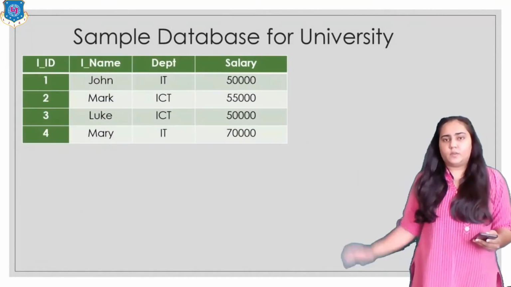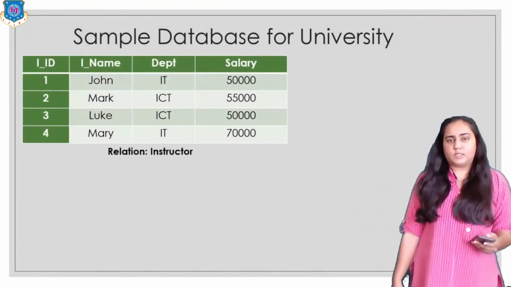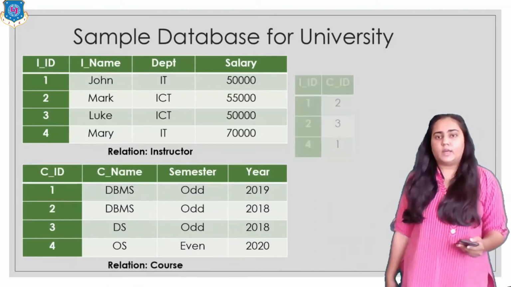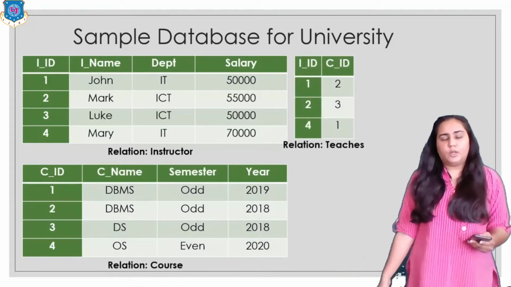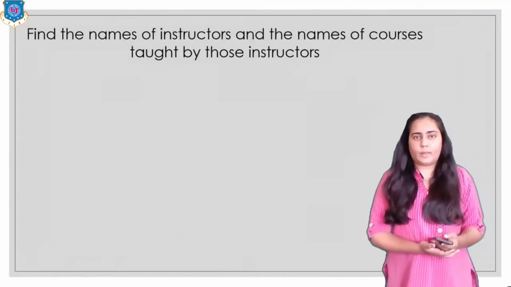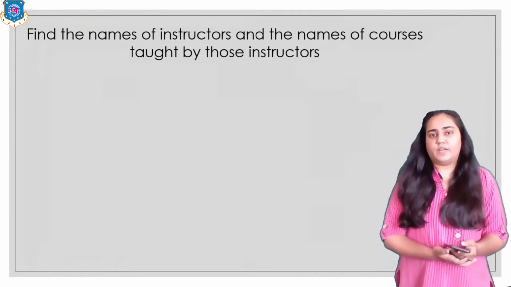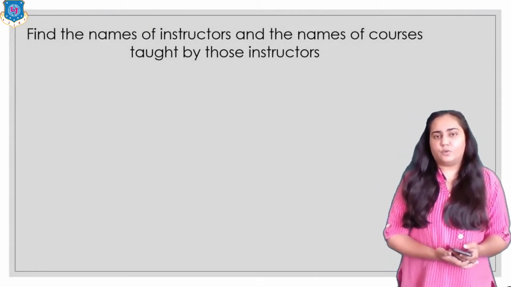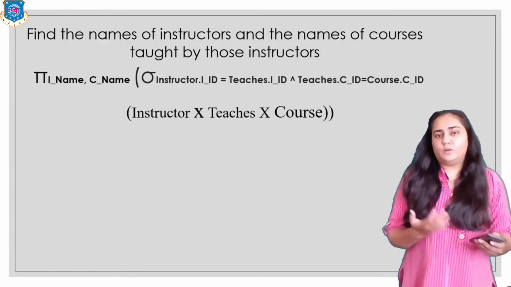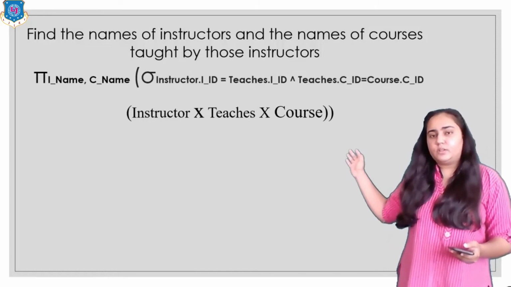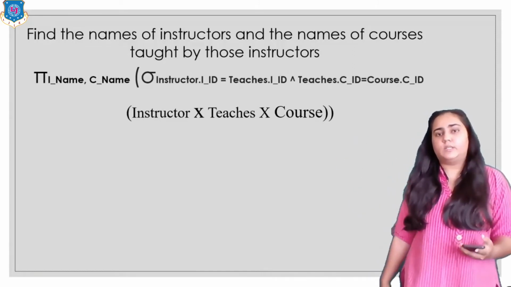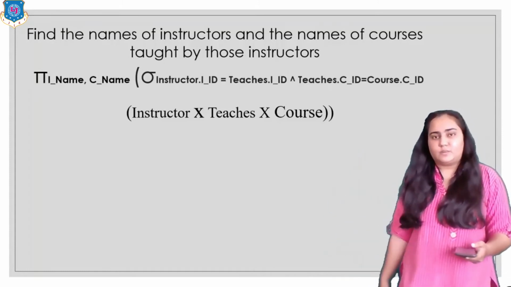So once again, the database we are going to use contains instructor, it contains course, and it contains the teachers table showing the relationship between instructor and course. Now we're going to find the names of instructors and names of courses that were taught by those instructors. So in order to do that, with a Cartesian product, you had written a query like this in the previous video where I explained it. So we wrote the query in this manner.